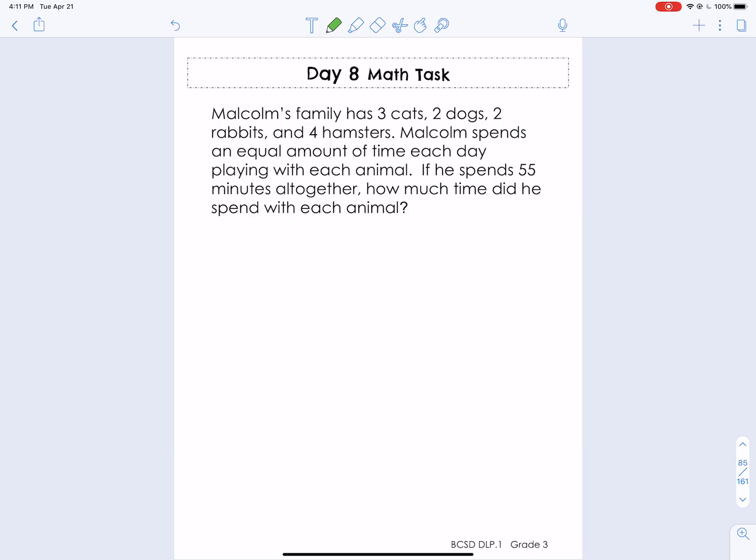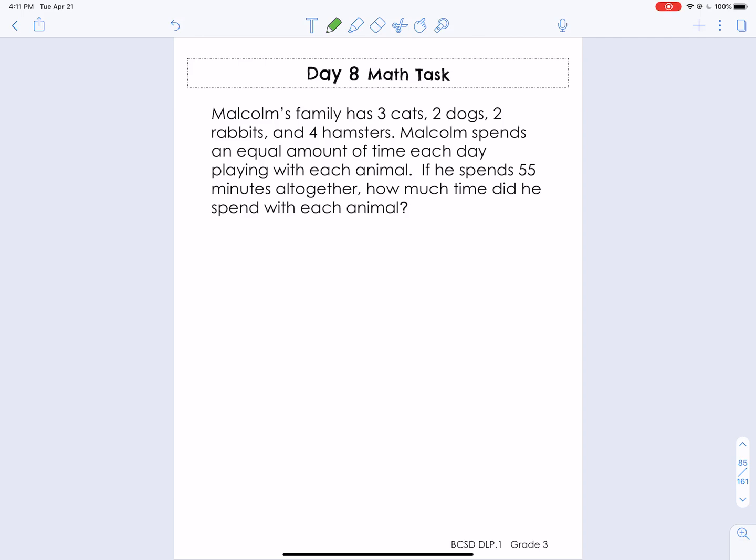Okay, there's a lot of information in this problem. The first thing I'm going to do is reread, and I'm going to look for math language as I reread to help me understand and get a grasp of what's going on here. Malcolm's family has 3 cats, 2 dogs, 2 rabbits, and 4 hamsters. Let me think about that first sentence. The important information in that sentence is probably the numbers, right? The numbers of the different types of animals that he has. Let me keep going here.